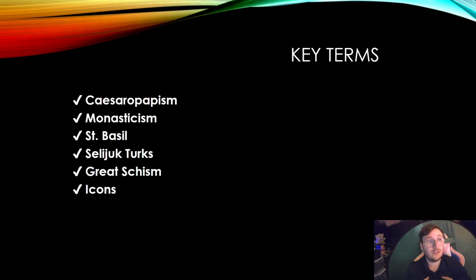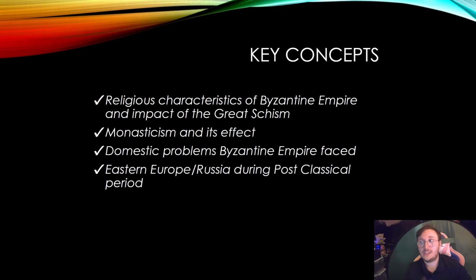So our key terms for today are Caesaropapism, Monasticism, St. Basil, Seljuk Turks, Great Schism, and icons. Our key concepts for today are going to be the religious characteristics of the Byzantine Empire and the impact of the Great Schism. We'll talk about monasticism and its effects, domestic problems of the Byzantine Empire, and Eastern Europe/Russia during the post-classical period.